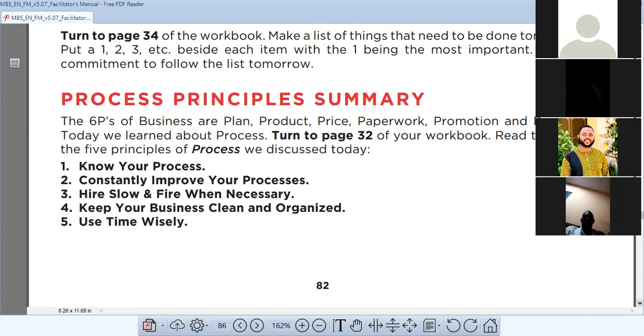And the next thing we said is that you need to hire slow and fire when it is necessary. So if you have decided to employ somebody, and if that somebody is costing your business, don't wait for the end of the month to fire that person. Don't wait until the end of the month to fire that person. You need to get rid of that person.